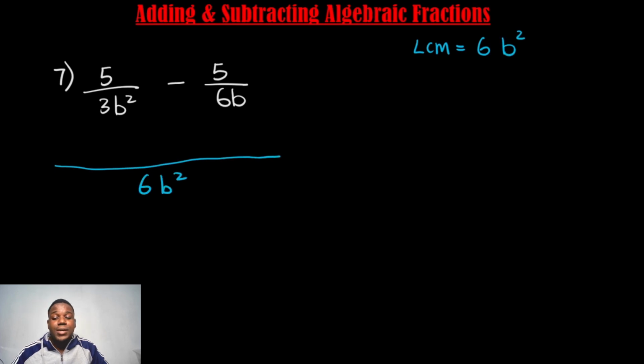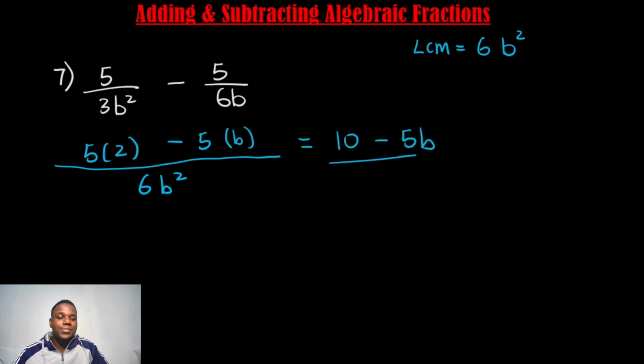So we're going to divide 3b squared into 6b squared, which gives us 2. We multiply the 2 by the 5. And then 6b squared divided by 6b leaves a b. And we multiply that b by the negative 5. 5 times 2 is 10. Negative 5 times b gives us negative 5b. And we cannot simplify anymore, therefore that is our answer.